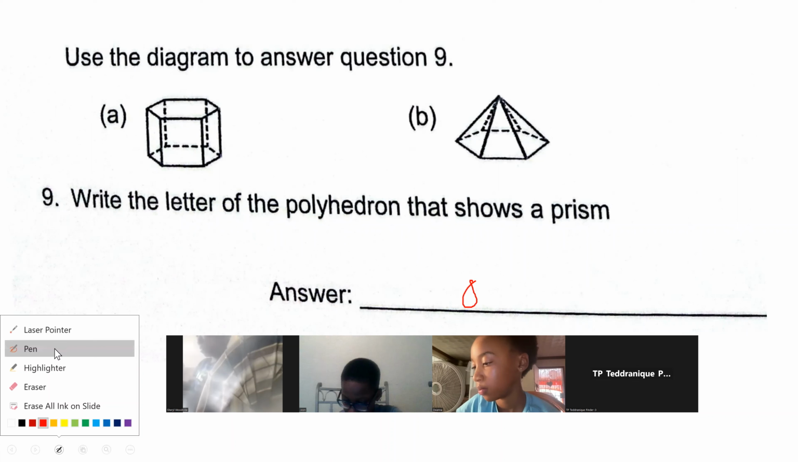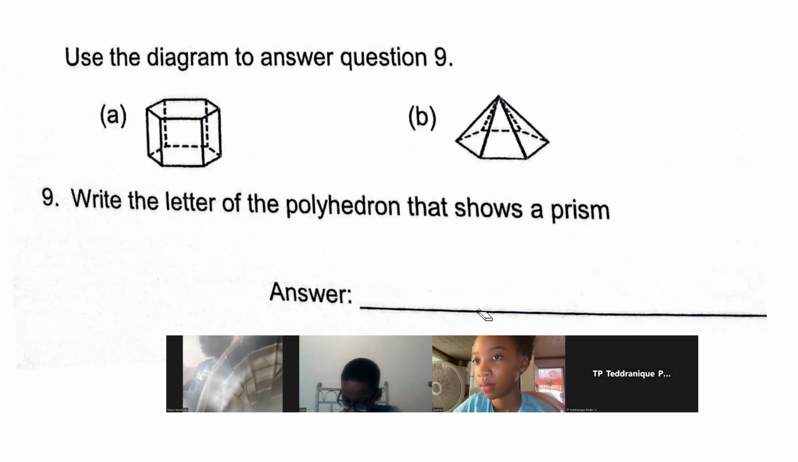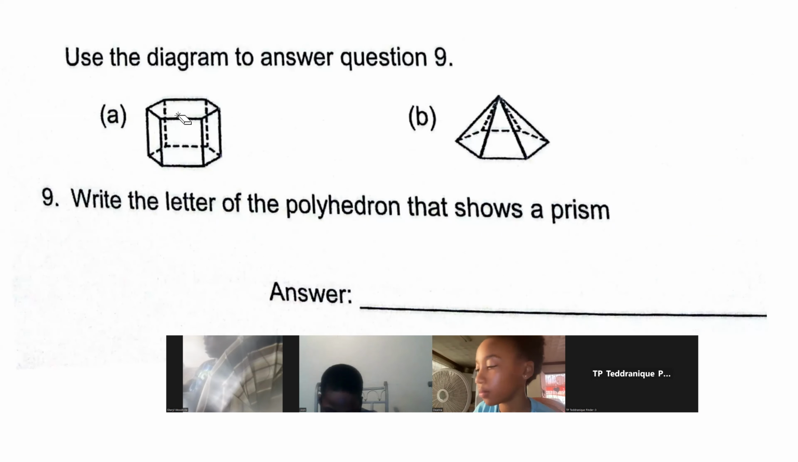So the correct answer is A. A is a prism. B is not a prism. How do you know it's a prism? Because it has the same shape at the bottom as well as the top. This one has a shape at the bottom, but that's not the same as the top. So it's not a prism. The one that is a prism is A.